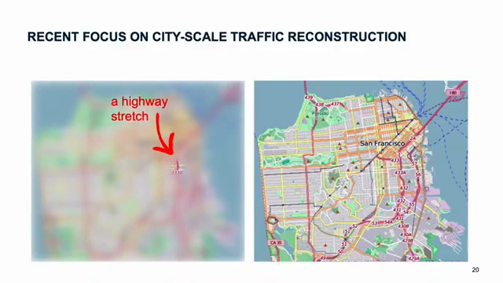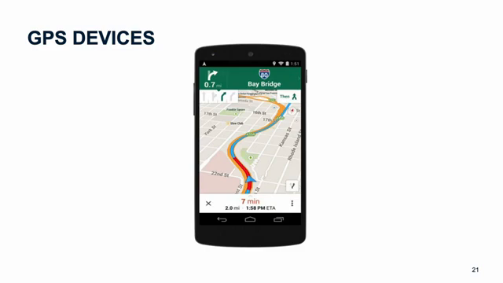Our goal here is to reconstruct city-scale traffic. So the question is, where do we find the data, if the in-road sensor data are inadequate? Well, the answer is simple. It's this little device that sits in our pocket.